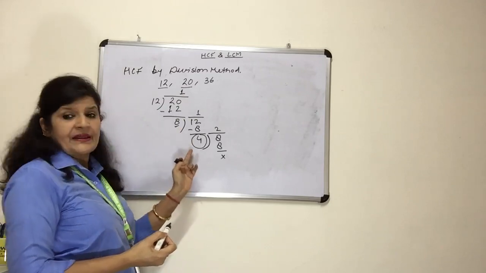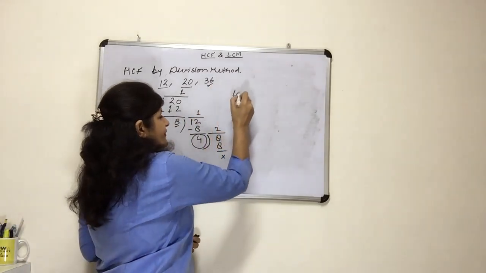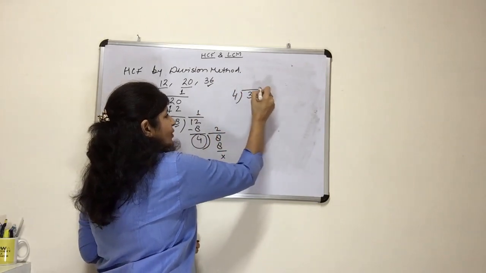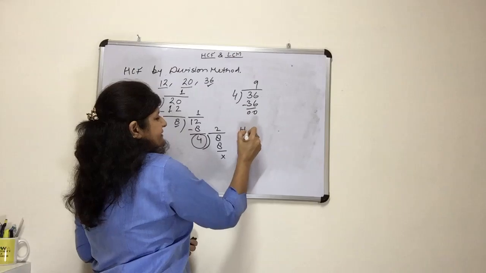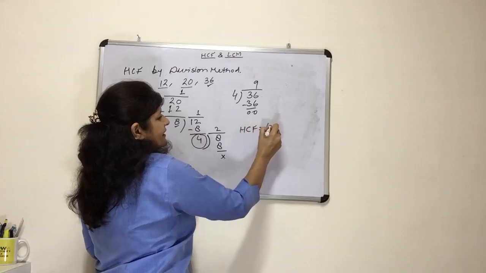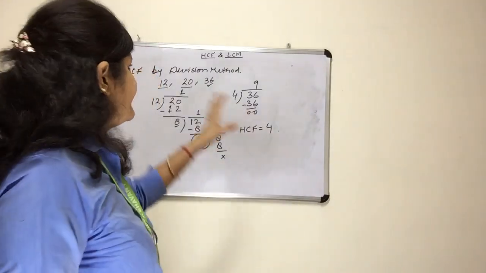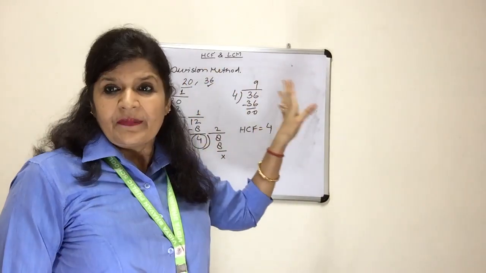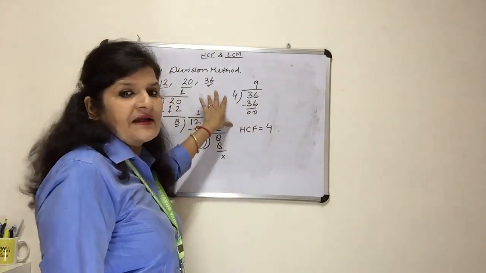So now we will pick the 4 from here, and the number left is 36. So we will divide 36 by this 4. 4 nines are 36. So the HCF is 4. And this method is called the division method. And the first method was prime factorization, and this is the second method.